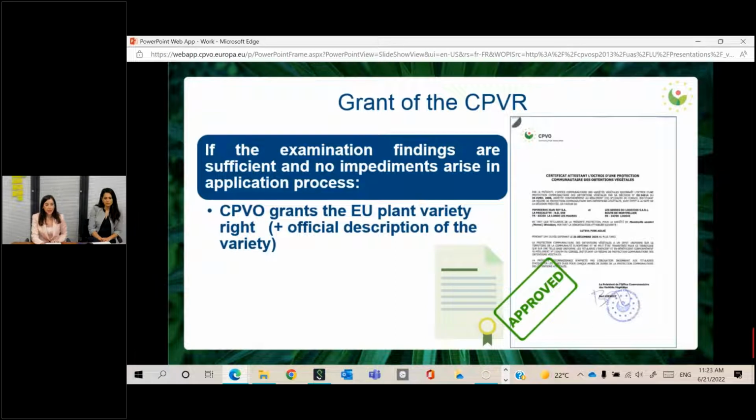And finally, if all the requirements of all these threefold examinations have been complied with and no impediments have been identified, then the CPVO proceeds to grant the European Union plant variety right, along with an official description of the variety, which is, so to say, the identity card of this variety, describing how it is.